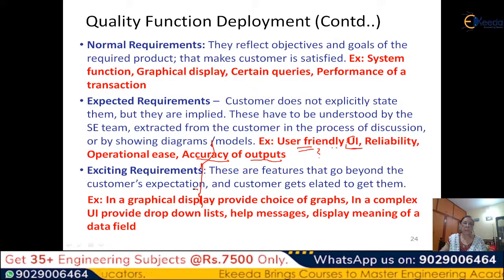Then there are some exciting requirements, or nice-to-have features. They go beyond the expectation and make the customer elated. If you can give this, it is good. But if you don't give this, the customer cannot say that they are not satisfied, because the basic requirement is already satisfied. For example, when they ask for a graphical display, you also provide a choice of graphs. Instead of giving a single graph, you give them a choice so they can choose which graph. Complex UI, drop-down lists, help messages, and so on and so forth.